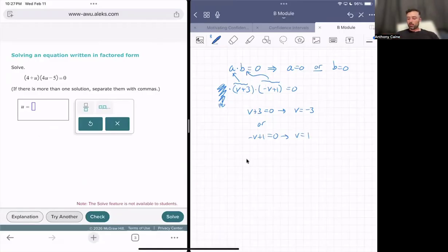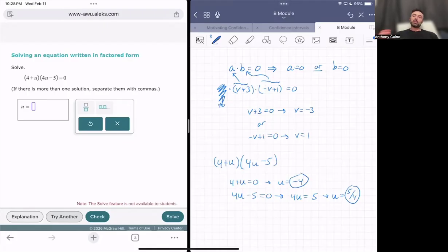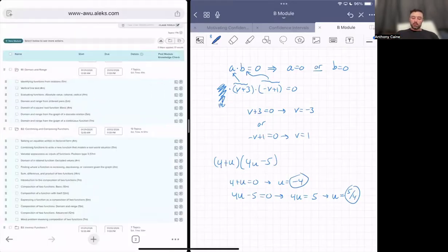Right, so we're just going to take these binomials that are in parentheses. So 4 plus u and 4u minus 5. And then independently, each of them we set equal to 0. So 4 plus u equals 0 says u is equal to -4. And 4u minus 5 equals 0 says, okay, we'll go in 2 steps. So 4u has to be +5. And if I divide by 4, that says u had better be 5 divided by 4. So these are my two possible solutions, -4 and 5/4. I'm not going to enter it. So that's what's going on there.